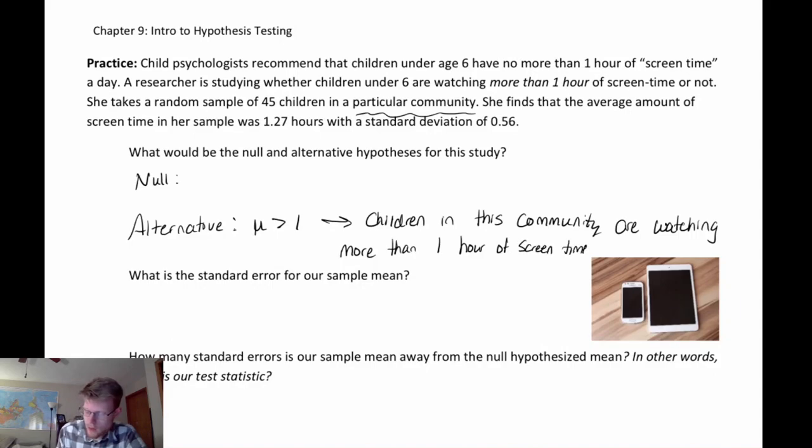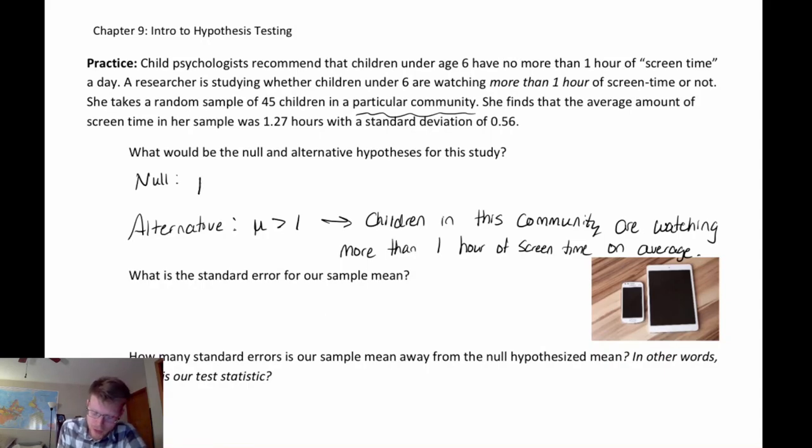And notice here that I'm saying "on average" at the end. I'm referencing the parameter that we're talking about, and that's important here. So I'm not going to just say that children in this community are watching more than 1 hour of screen time, because I'm sure that there are individual children who are. The question is whether the mean is greater than 1 in this community, that on average screen time is more than 1 hour. So make sure that you do clarify what parameter we are measuring. Otherwise, it just sounds like, do individuals exist who are getting more than 1 hour here?